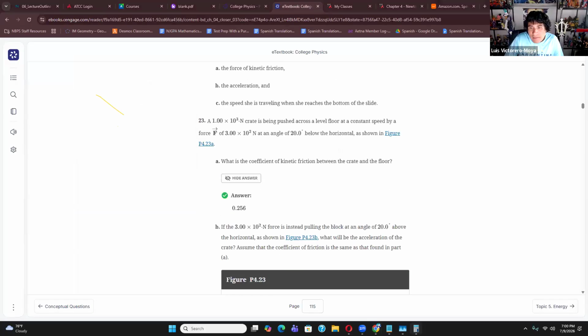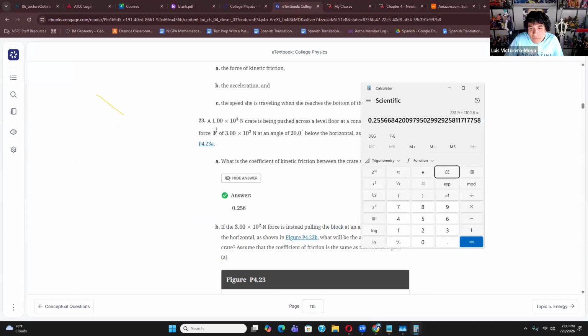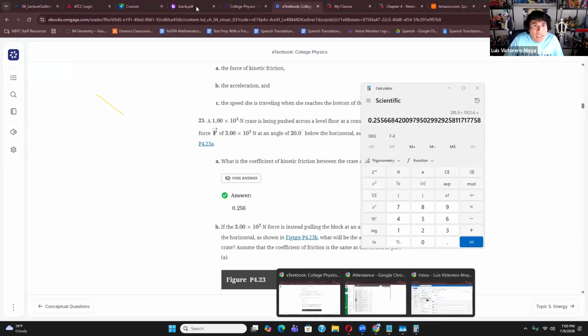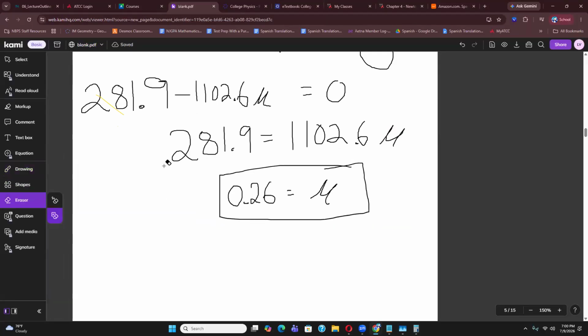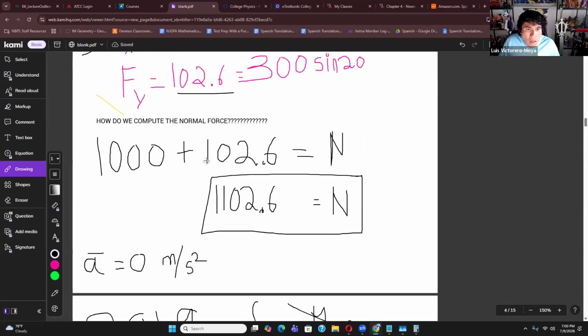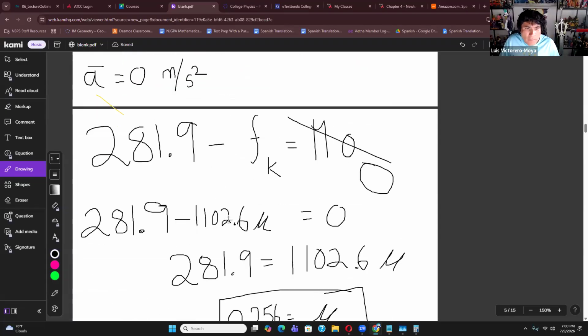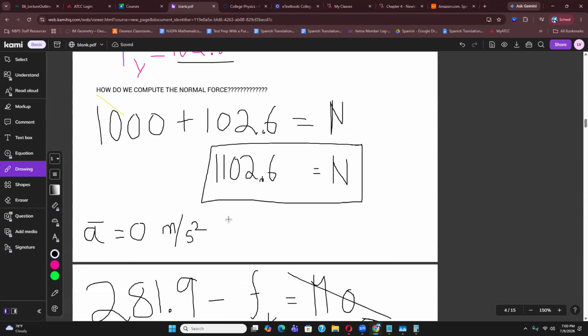Use fix, I guess. What's your question? I don't understand where we're subtracting the normal force times mu. This part or this part? The second. This?